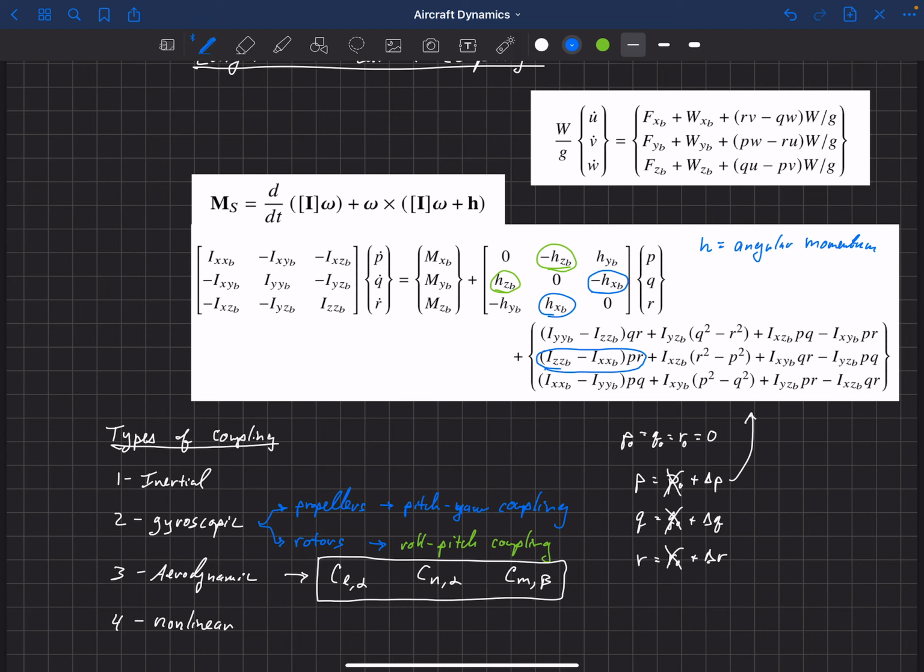Actually, not just fighter aircraft, but aircraft in general. Generally, the inertia about the z-axis is much greater than the inertia about the x-axis, so we've got a large delta here that we're dealing with. Now, luckily, most aircraft don't have significant roll, pitch, or yaw rates.